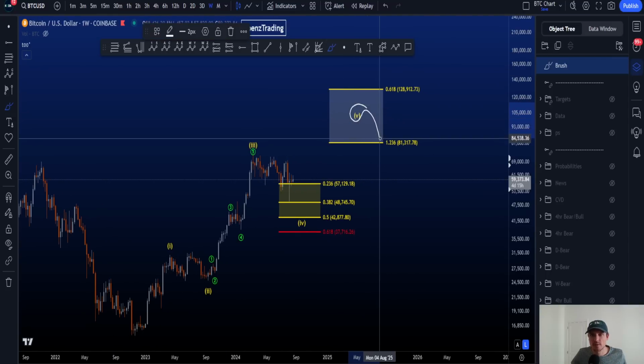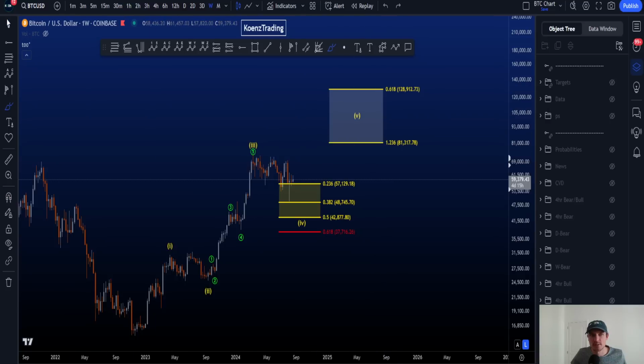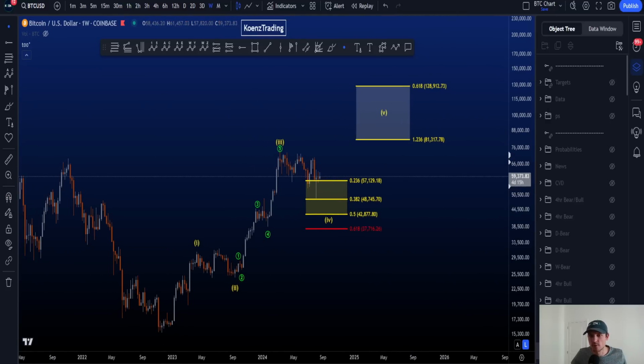After this wave 5, we then look for a bigger retracement towards the downside, and if you want to know more about that, click the card at the right top of your screen.